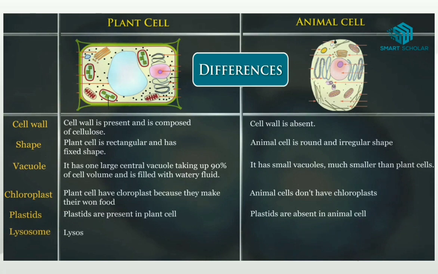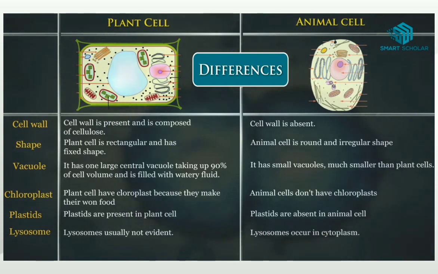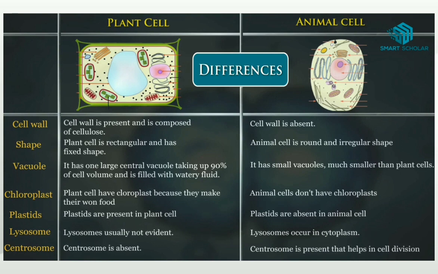Lysosomes. Lysosomes are usually not evident in plant cells, whereas lysosomes occur in the cytoplasm in animal cells. Centrosome. Centrosome is absent in plant cells, whereas centrosome is present in animal cells, where it helps in cell division.